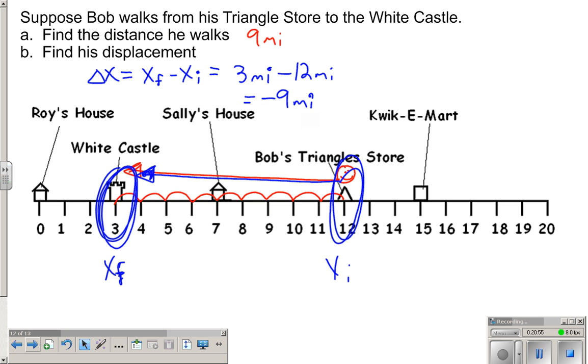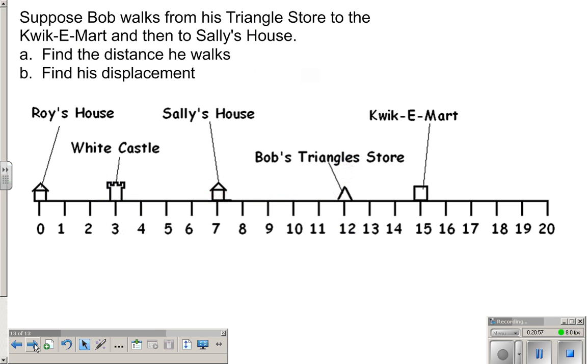All right. Finally, one last example. Sometimes the problems will be a little bit more involved. So this time, Bob is going to walk from the Triangle Store to the Quickie Mart and then back to Sally's house. One option is to solve this like I did the SpongeBob problem, where you find your distances and add them up. That's probably going to be the best bet, to be honest.